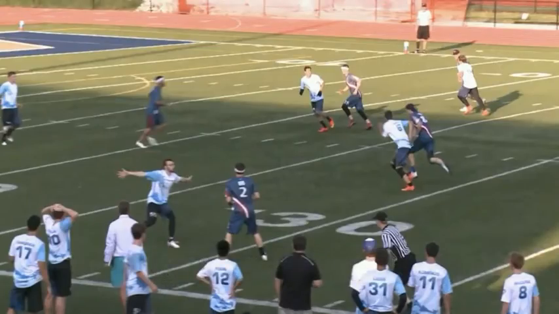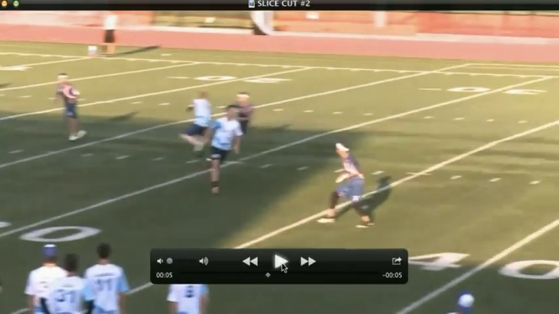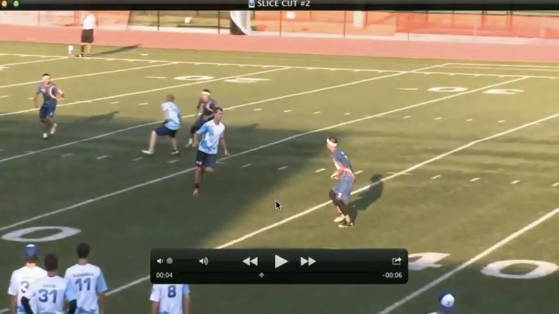Alright, so this is our second video of a slice cut. In this slice cut, I want us to pay attention to the timing and the pace of the slice cut. So again, we have the disc here. We're going to swing it to the middle. And you'll notice as he's catching it, the flow side is now up here, and our flow side handler has already started to make his move across the field to open up this entire space for the disc to continue to flow into.